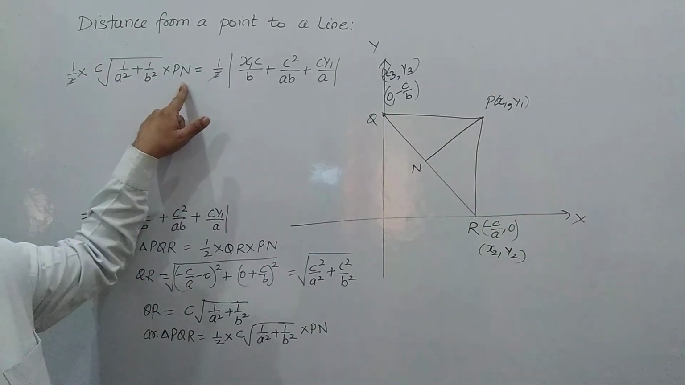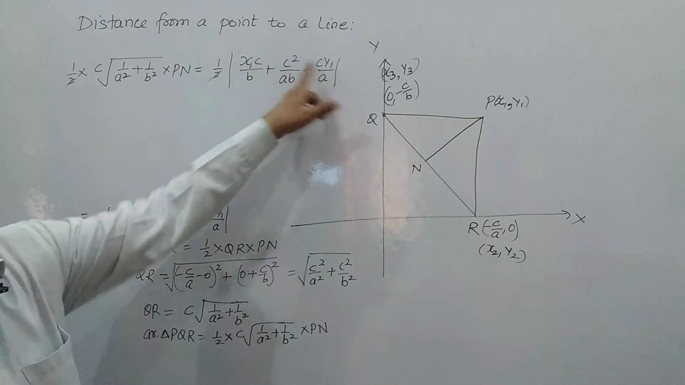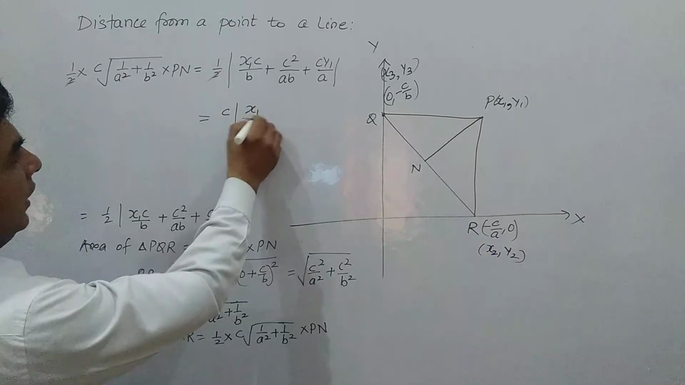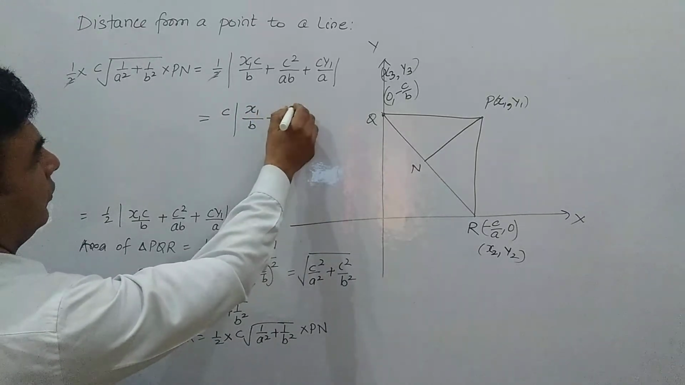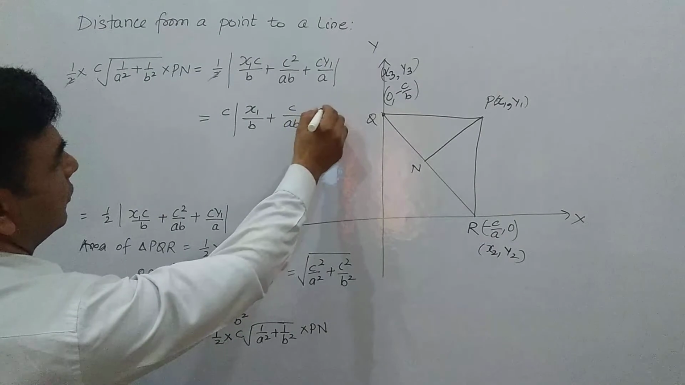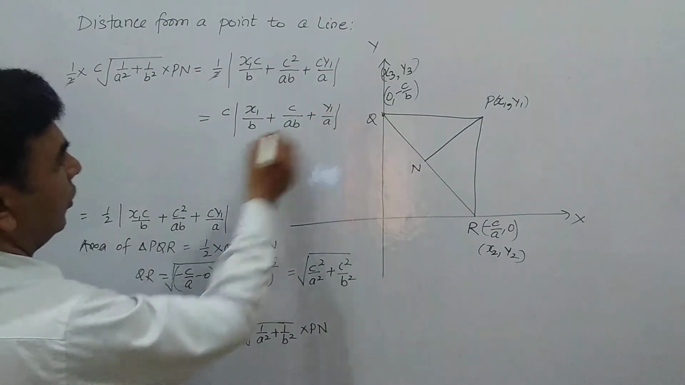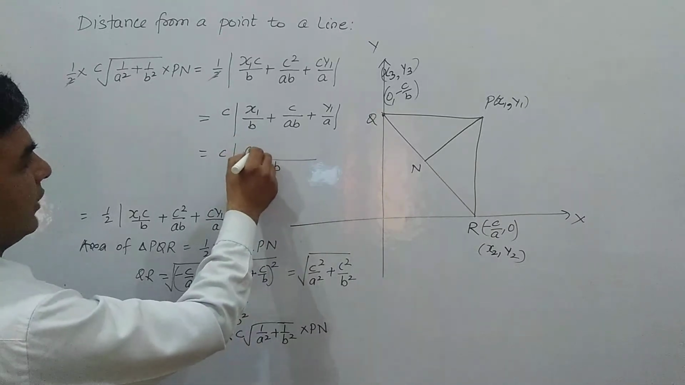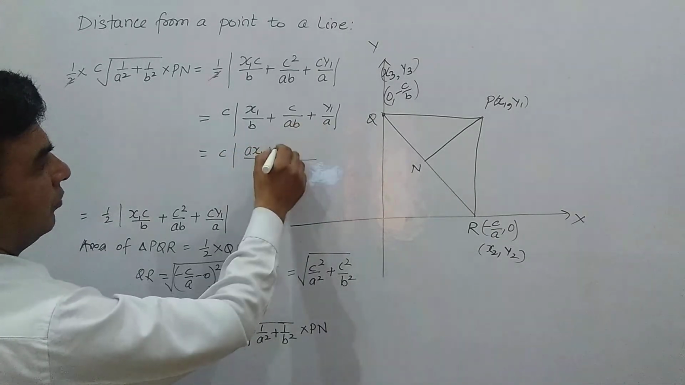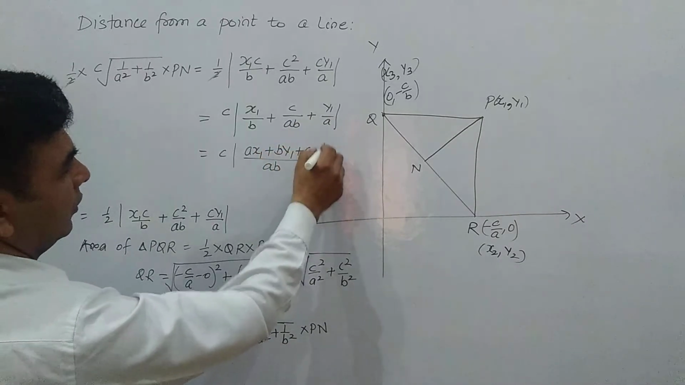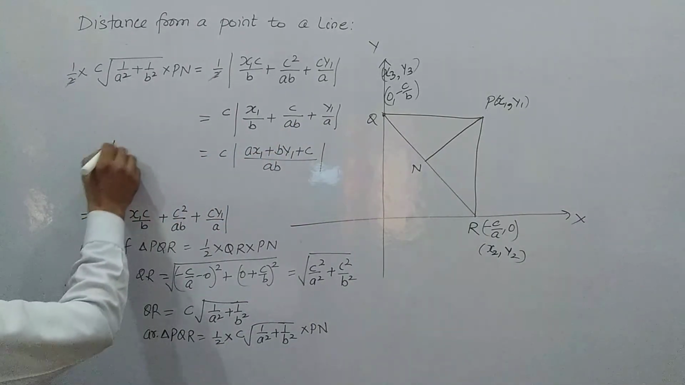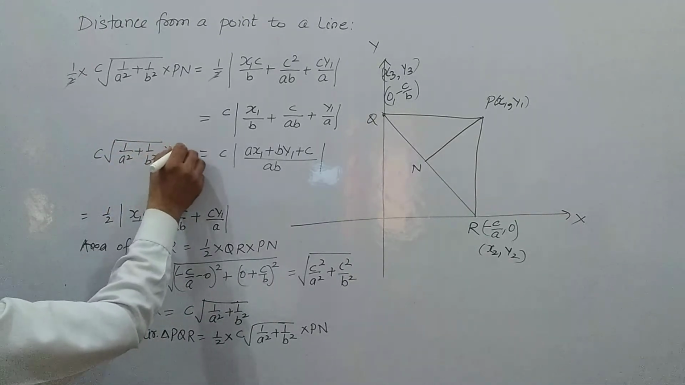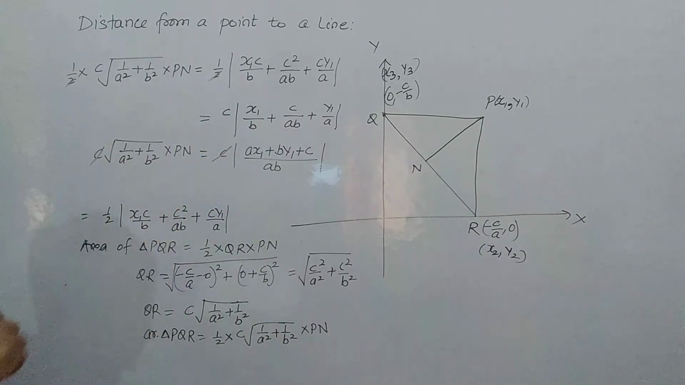We want to find the value of Pn, and before that let us take c. C is common on the right hand side, so this is x1 by B plus c upon AB plus y1 upon A, or further it can be written by taking LCM. AB is the LCM, so this is AX1 plus BY1 plus C. So this C under the root of 1 upon A square plus 1 upon B square multiplied by Pn. Again C will be cancelled with the C.